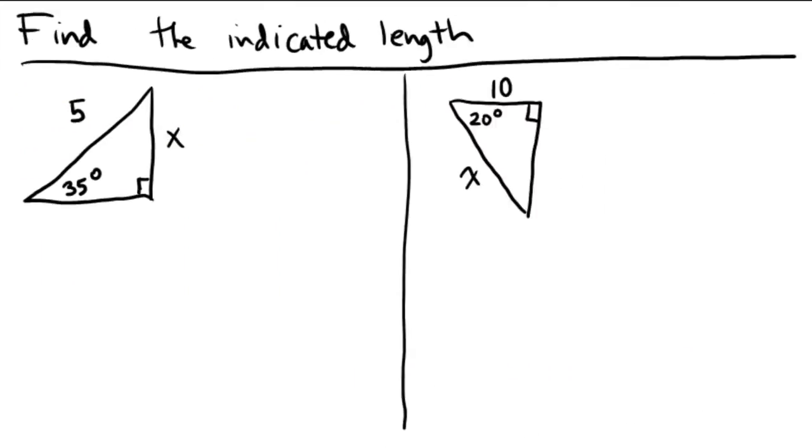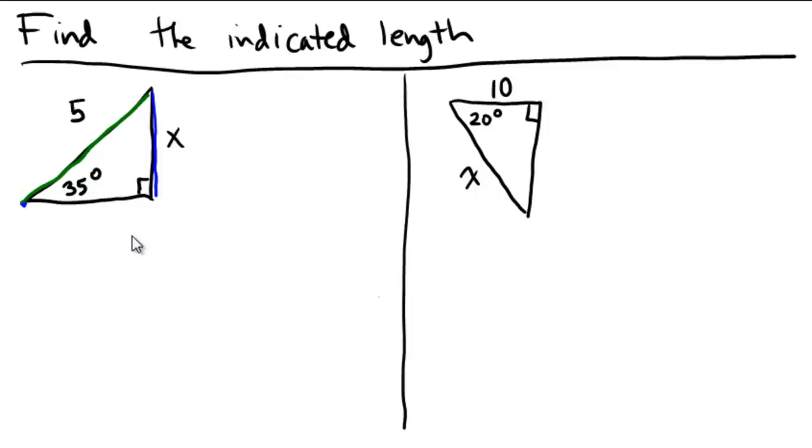We're going to now apply some of the trigonometric ratios you know from other videos or from other knowledge to particular triangles to find indicated lengths. So here on the left hand side we have a triangle in which we're given a 35-degree angle. We know the opposite side is the unknown, and we know that the hypotenuse is known. So what trig function do you know that uses the opposite and the hypotenuse?